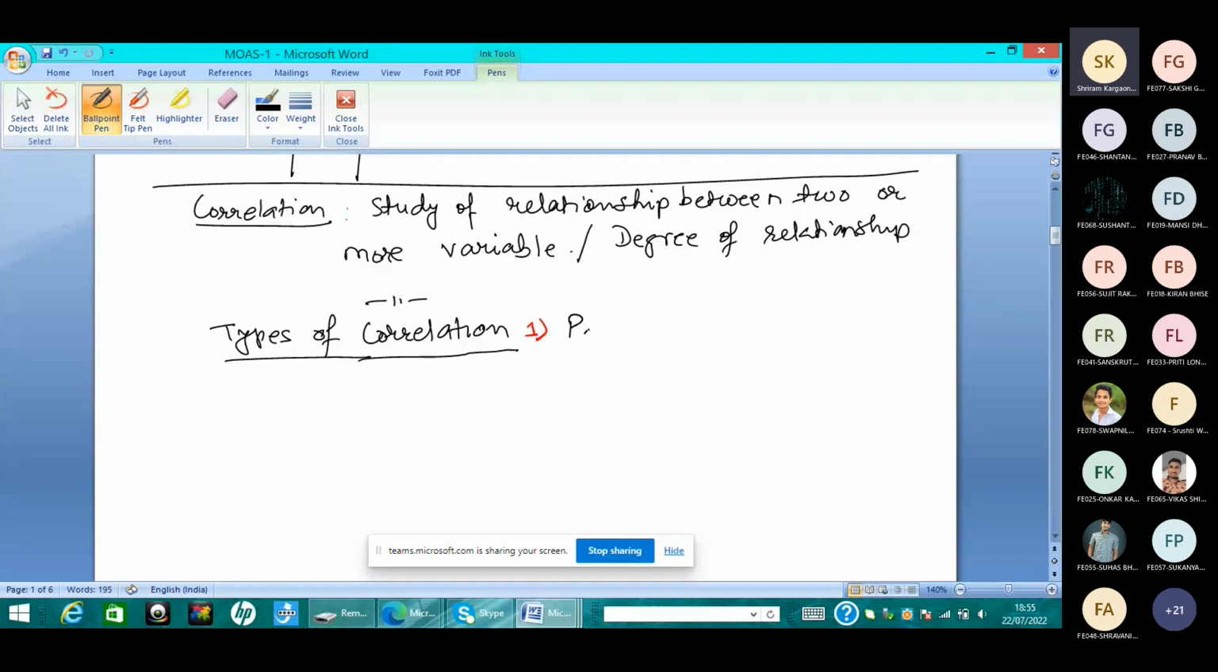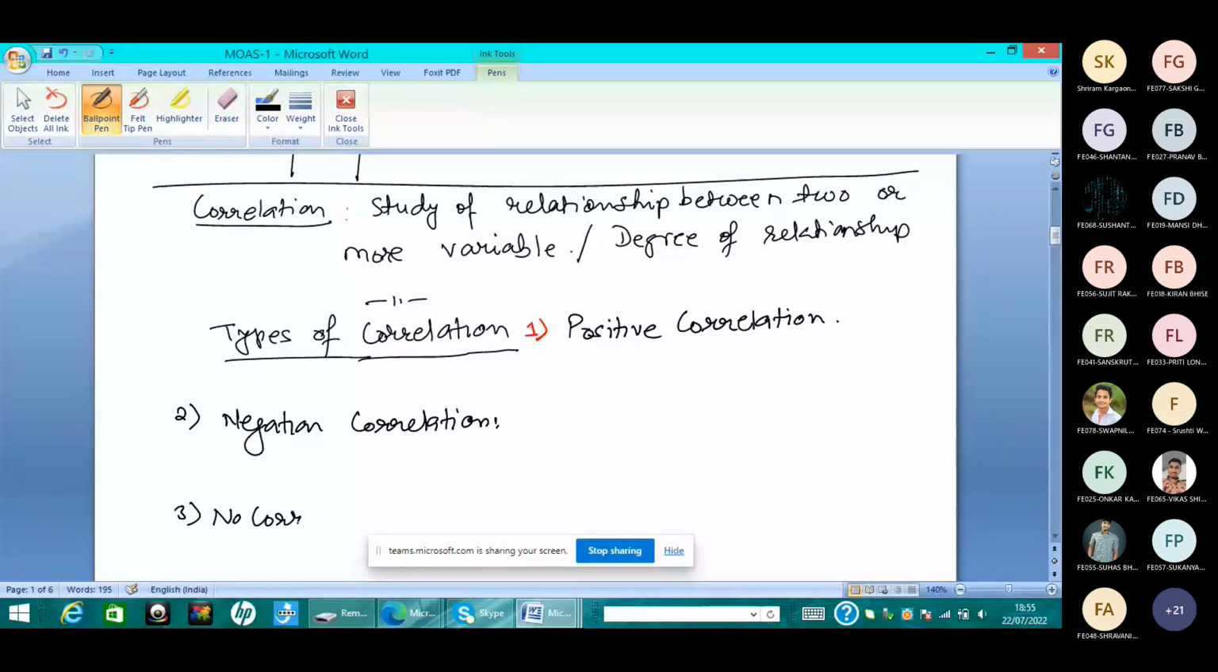First one is positive correlation. Then the second type is negative correlation. And the third one is no correlation, or zero correlation. So let's try to understand this. These are the three types of correlation: positive correlation, negative correlation, and no correlation or zero correlation.